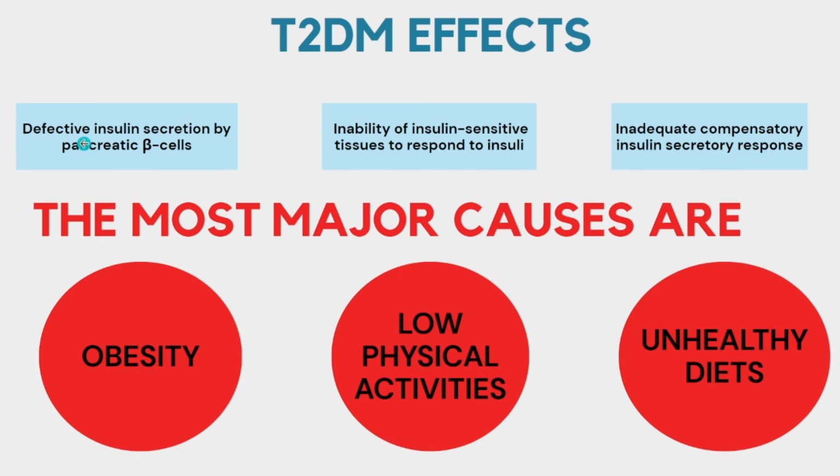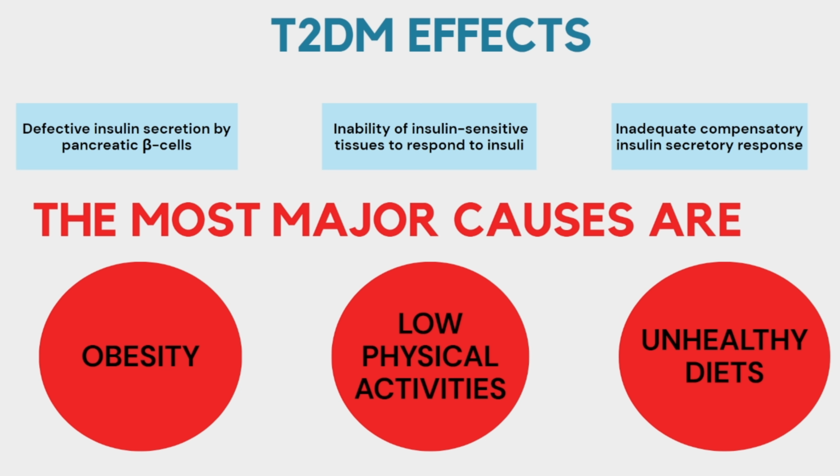First effect is defective insulin secretion by pancreatic beta cell, meaning that the target cells like liver, skeletal muscle, and adipose cell have a decreased metabolic response to insulin. Your liver cell and your skeletal muscle cell already cannot respond to insulin. The insulin binds to it, but they cannot respond anymore. Another is inability of insulin sensitive tissue to respond to insulin.